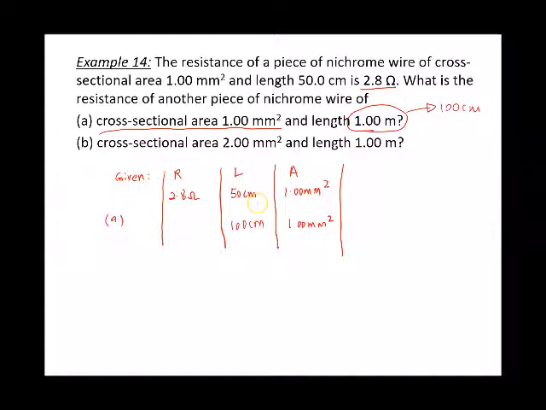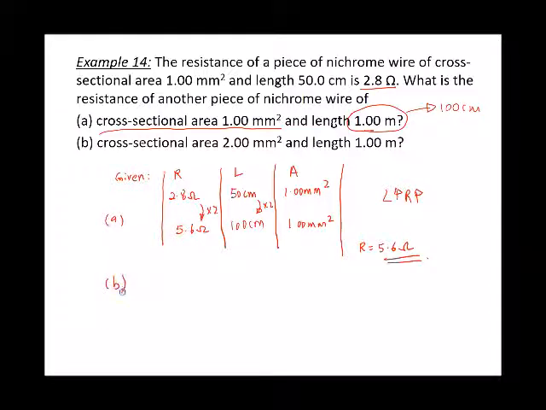Because the length changes, the length times by 2. When the length goes up, resistance goes up. So the resistance will times by 2. This will give you a value of 5.6 ohm. That's it. So the answer for A, resistance is equal to 5.6 ohms.